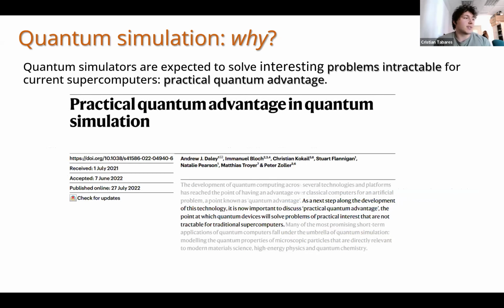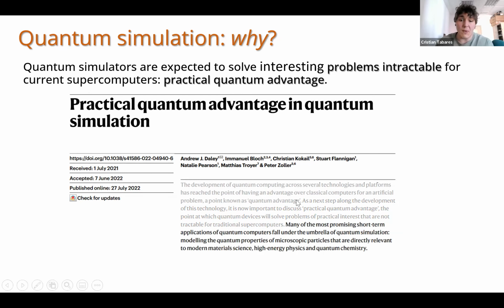So I really like this review here, in which the authors discuss that a natural playground to obtain a practical quantum advantage could be quantum simulation. In this way, we would use these quantum systems to simulate another quantum system that could be very hard to simulate with a classical computer. In particular, they point out that many of the most promising short-term applications of these quantum computers fall under this umbrella of quantum simulation.